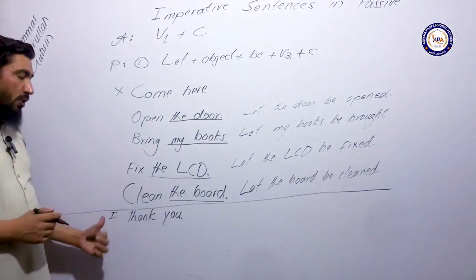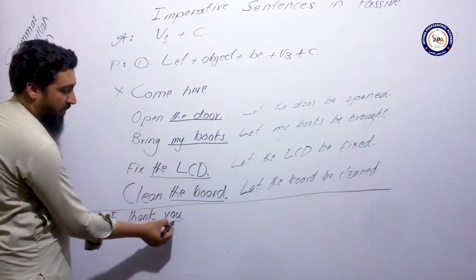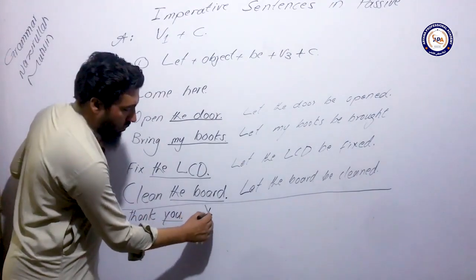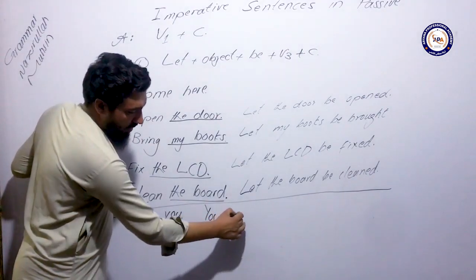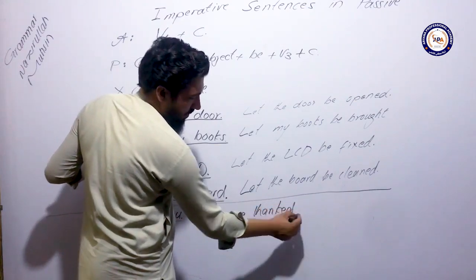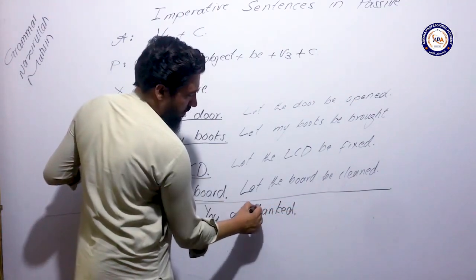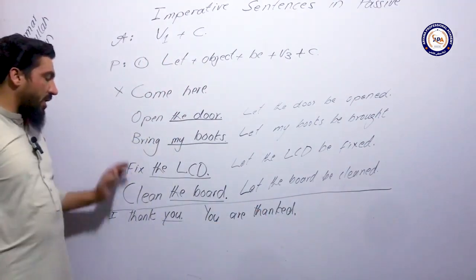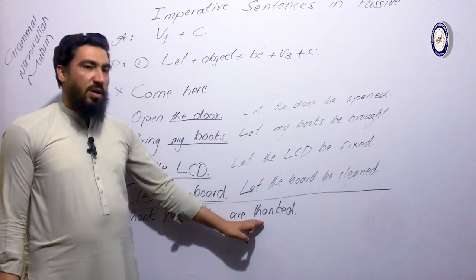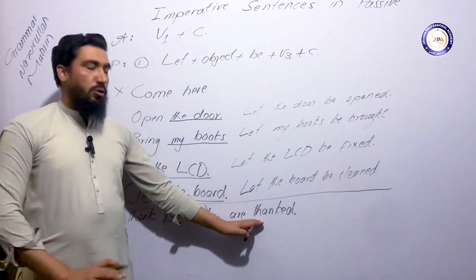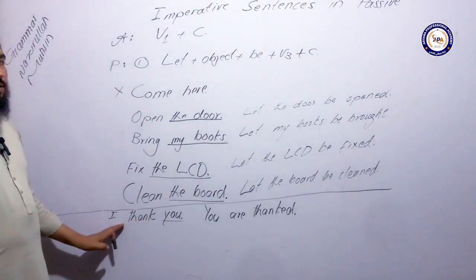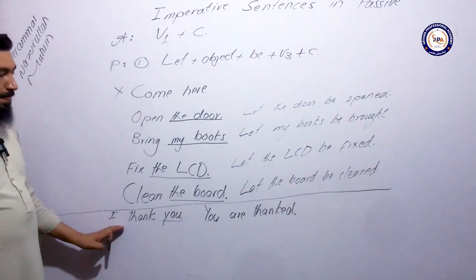Now, if you want to change it into passive, then this object becomes the subject. It is present simple, so you are thanked, by me. As we do not mention the subject I, also in passive we just say you're thanked. We do not mention the by phrase. The full sentence is I thank you. Here the subject is not you, that is I.